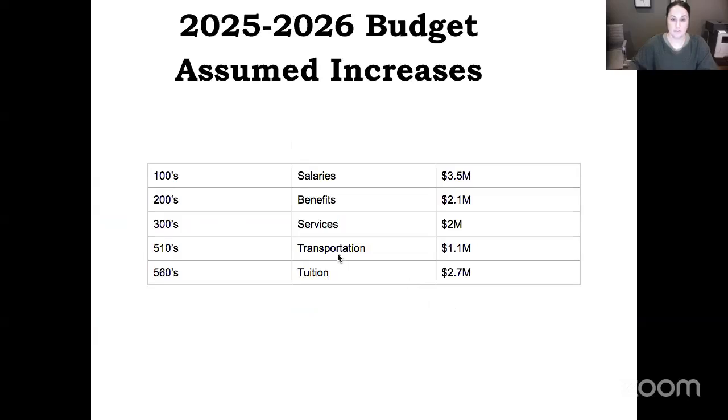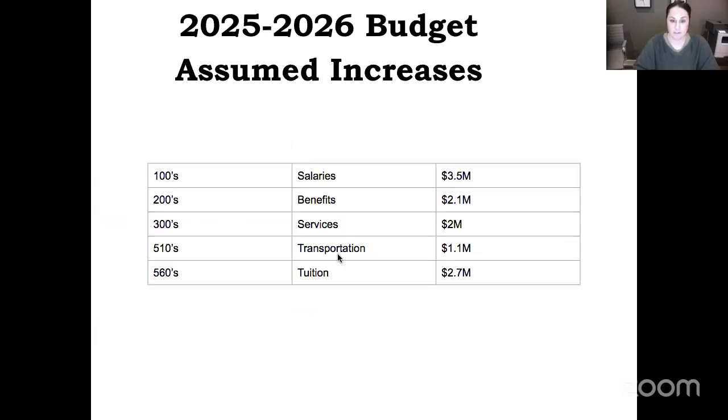So the assumed increases that we're seeing in salaries and benefits are a little over $5 million. We definitely have some work to do. We definitely feel like we can make some efficiencies. We have some staff that are going to be retiring, and we'll be able to pick up some of those efficiencies, hopefully, in terms of dollars, and be able to reduce this assumed increase down a little lower.